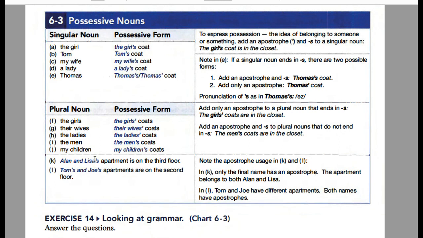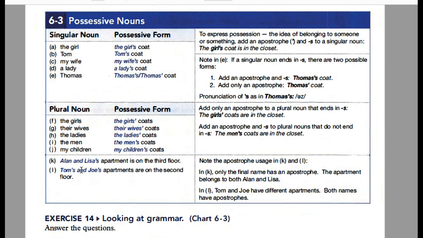Last, Alan and Lisa's apartment. If we know that two persons are together, like here living in an apartment, we give the apostrophe to the second name or the second noun, not the first one. If we have, for example, Ahmed and Ali's apartment is on the third floor, they are living together, and that's why we give the apostrophe to one.